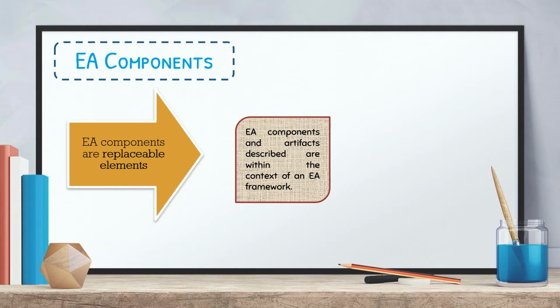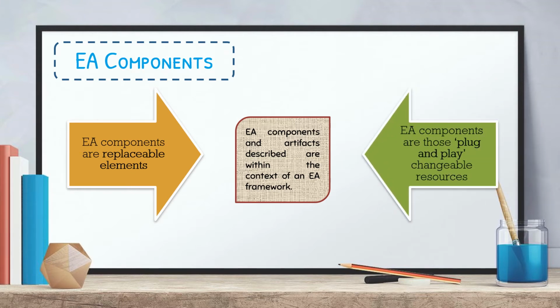So EA components are replaceable elements within the framework that come and go with changes in strategy, business services, and new designs for resources involving information flows, applications, network, and other infrastructure. So we call EA components plug and play changeable resources that provide capabilities at each level of the framework.